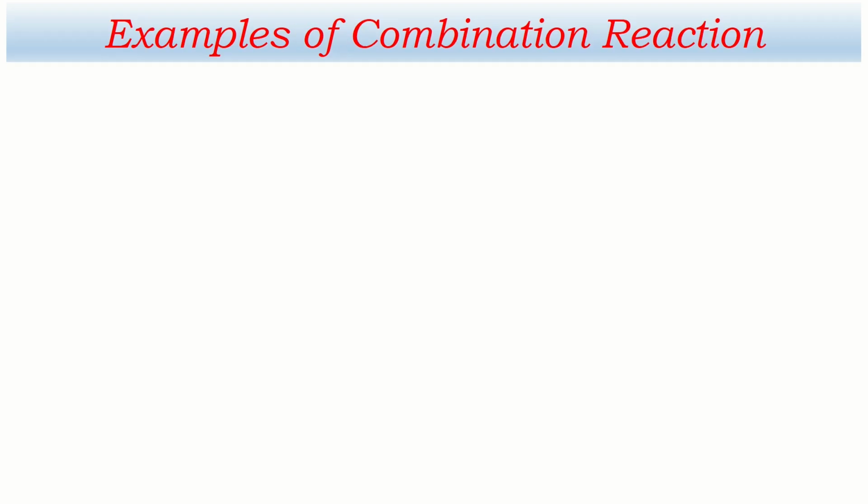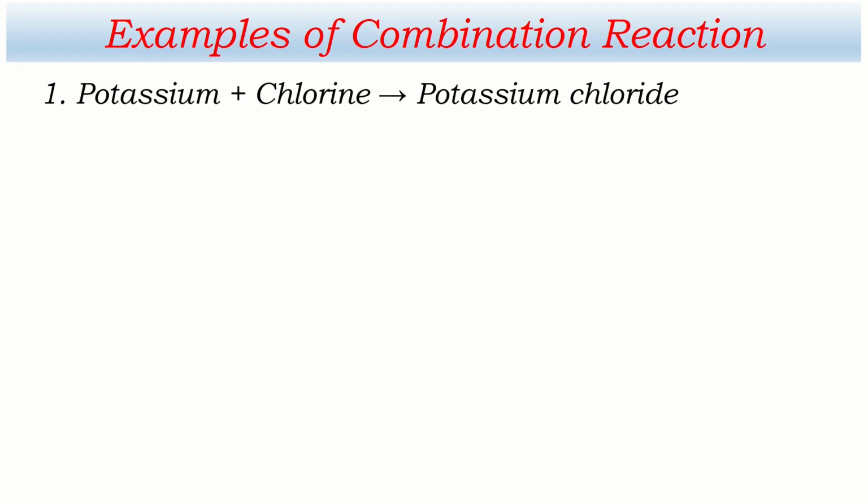I want to give you many examples. Number one, potassium when it combines with chlorine, they form potassium chloride. Remember that when chlorine combines, then we'll write chloride. If instead of chlorine it was nitrogen, then we'll write potassium nitride. If it was oxygen, then we'll write potassium oxide.